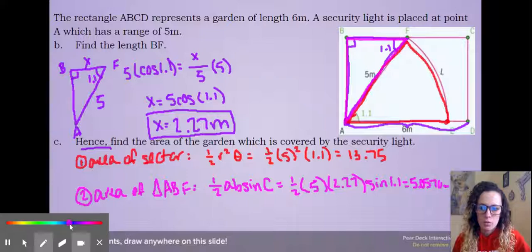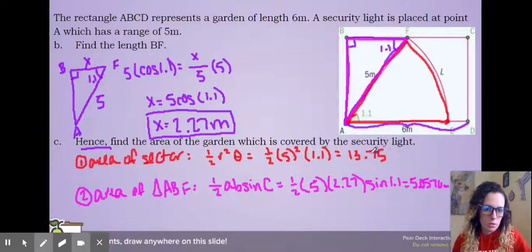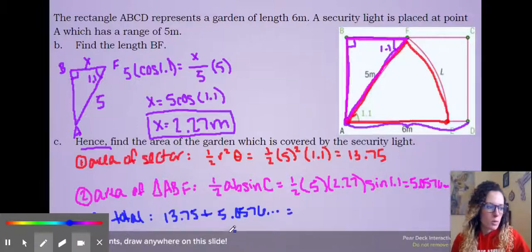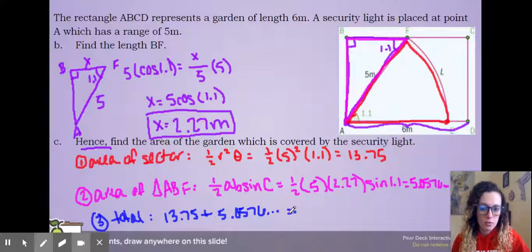But my last piece is just to take those two and add them together. And when I add them together and round to 3 sig figs, I get around 18.8 meters squared. Remember, we were looking for an area, so that's why I'm squaring my units. And that's it.